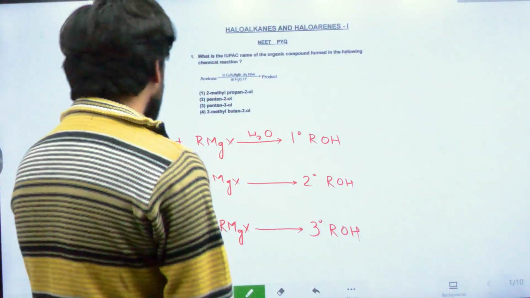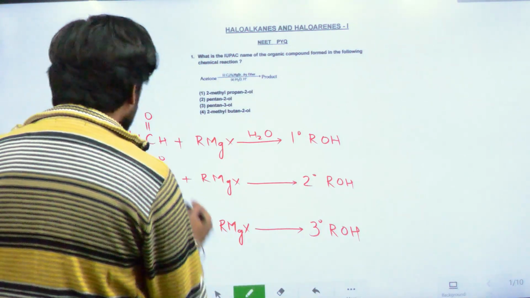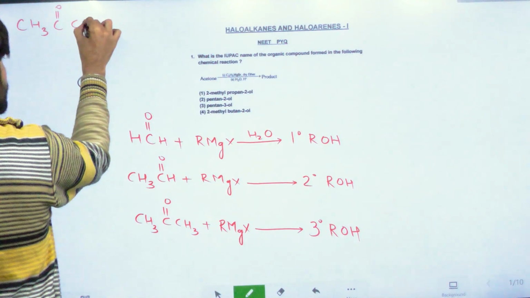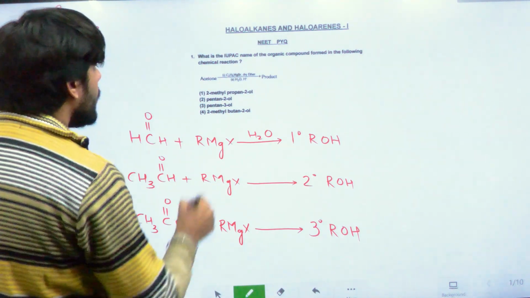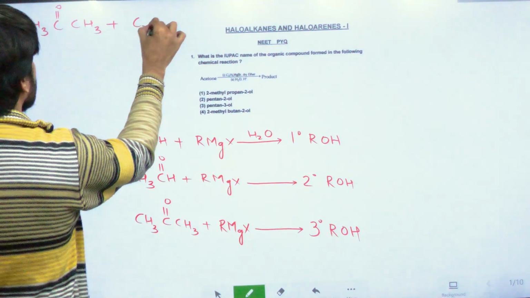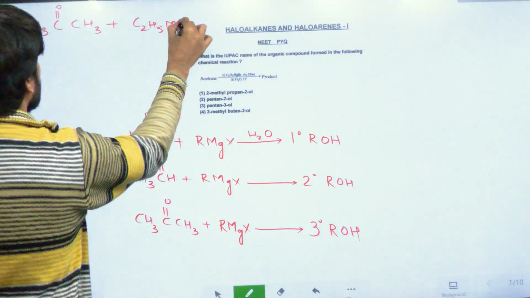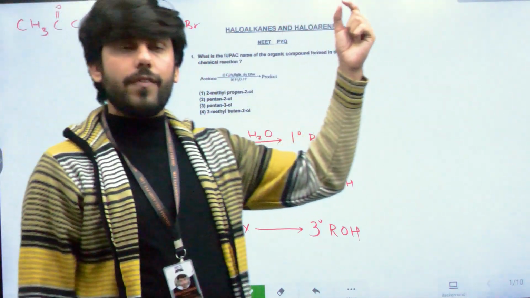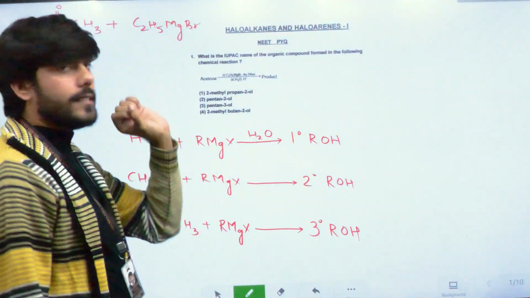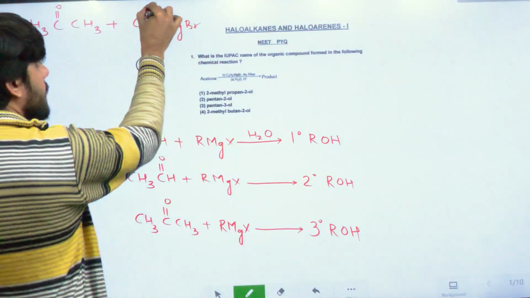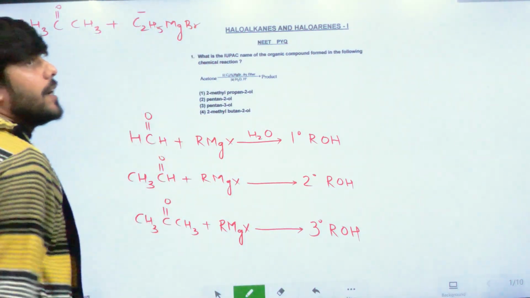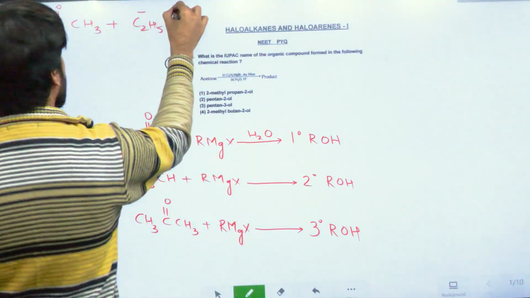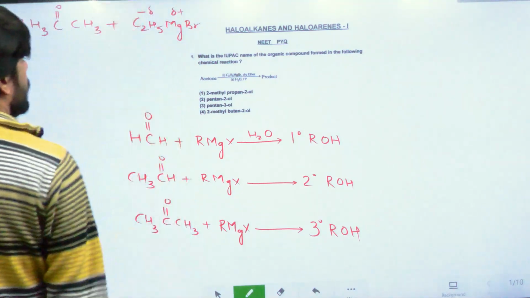So here we have acetone. Let us discuss this reaction. Acetone reacts with ethyl magnesium bromide. Now we know that magnesium is electropositive in nature, and this ethyl will act as a nucleophile. Basically, this will have a partial negative sign for obvious reasons, because the metal is electropositive in nature. So this is negative, and obviously this is positive.